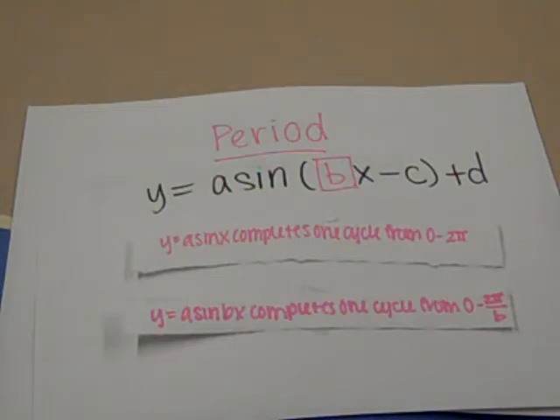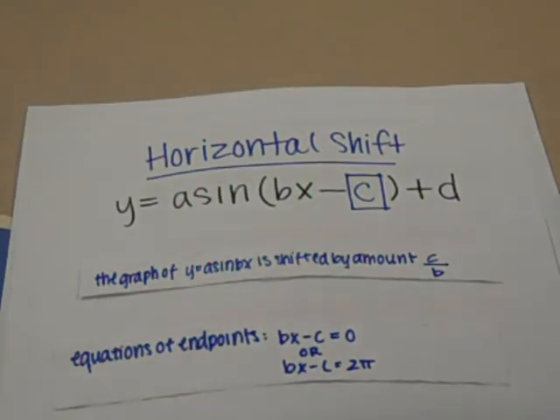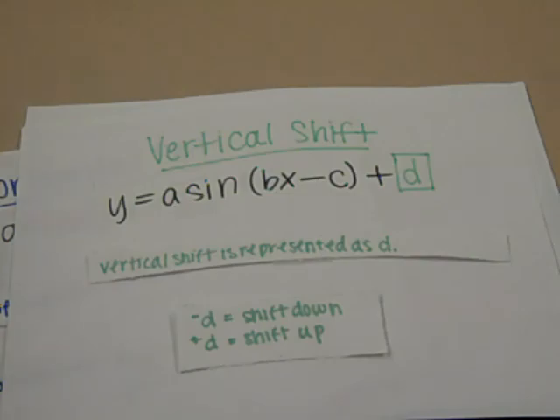If b is negative, the identities sine negative x equals negative sine x and cosine negative x equals cosine x can be used to rewrite the function. The constant c in the equation of a sine wave determines horizontal translations. The graph of y equals a sine bx is shifted by an amount of c over b, and this is the phase shift. The left and right endpoints of a one-cycle interval can be determined by solving the equations bx minus c equals 0 and bx minus c equals 2 pi. Vertical shift is represented simply as the constant d.